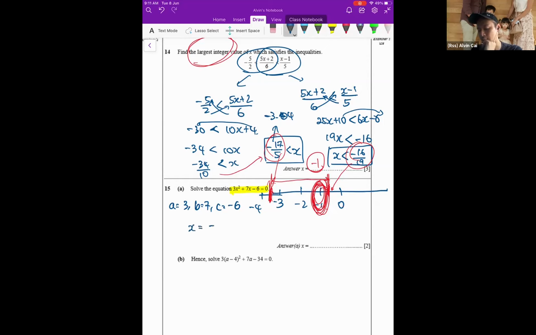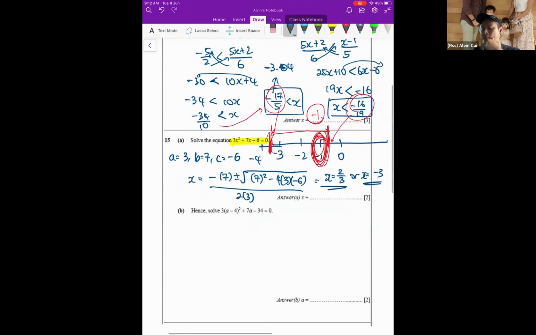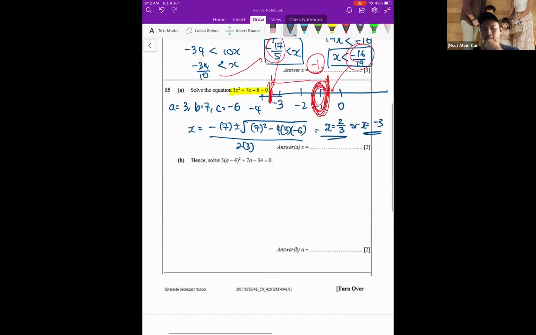So x will be equal to minus b, it's minus 7, plus minus the square root of b squared, which is 7 squared, minus 4ac, which is minus 6, over 2a. And you just give the answer x equals 2/3 or x equals minus 3. 2/3 or minus 3. Okay. And that will be the answer for this.